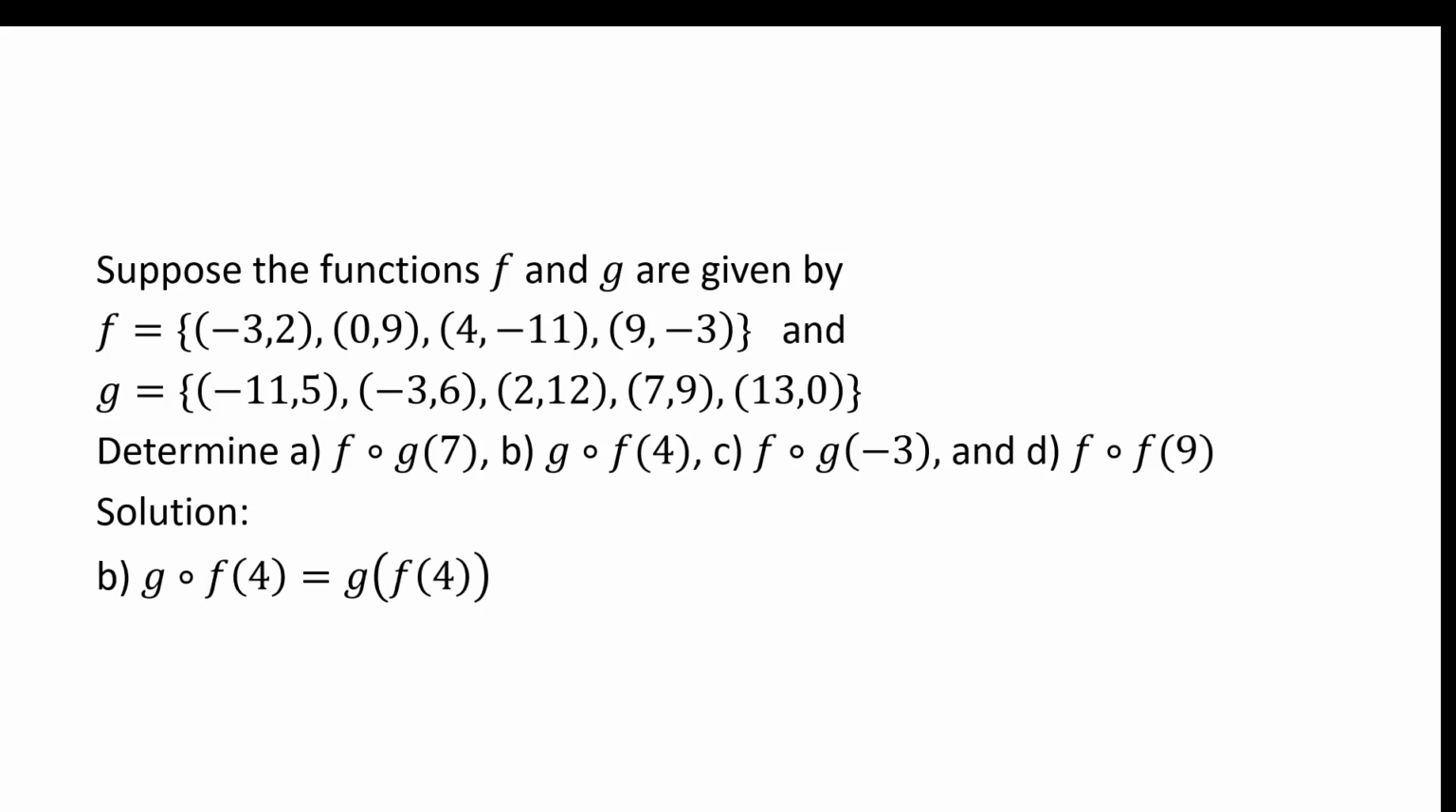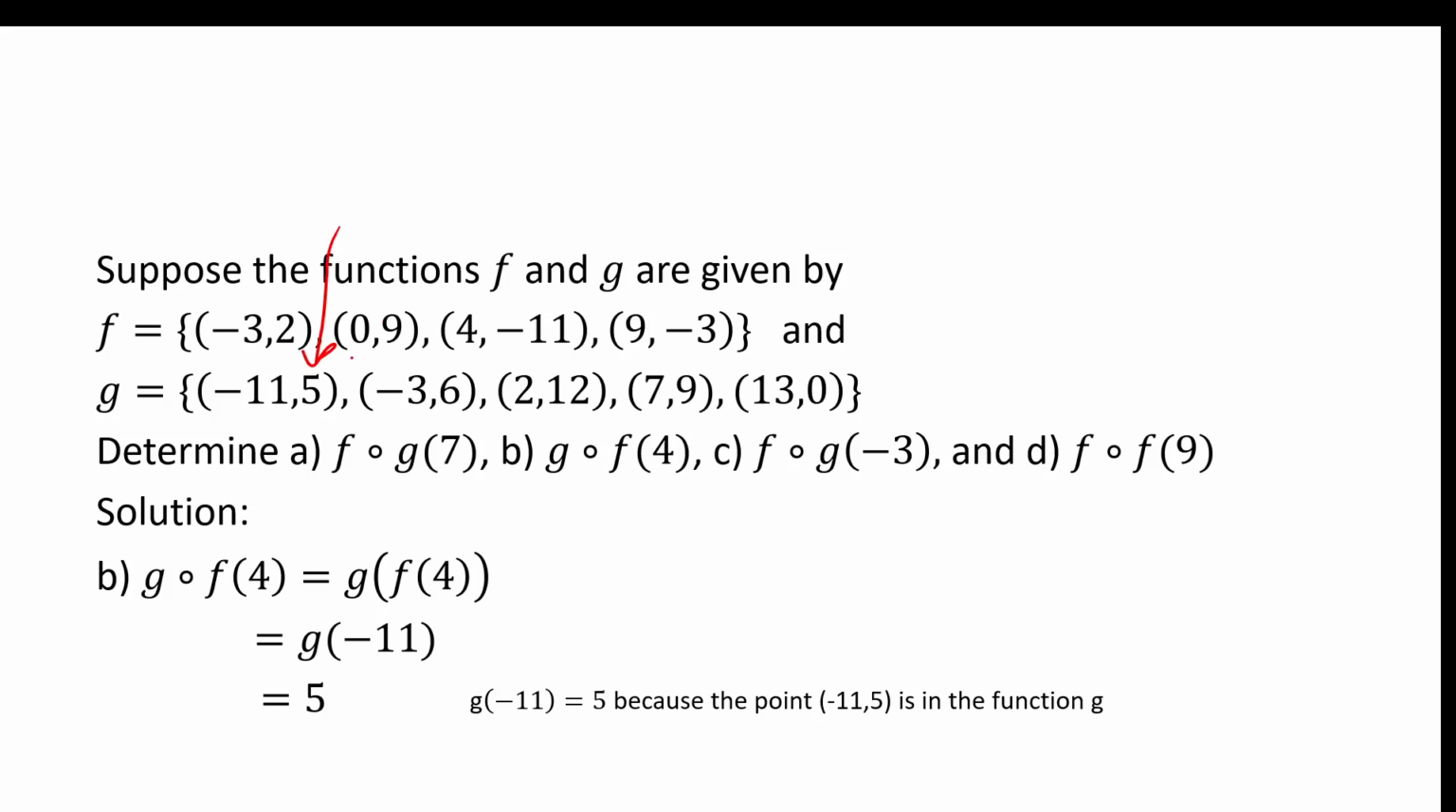G of f of 4. Okay, so g of f of 4 means g of f at 4. F at 4 is negative 11. So we can say g at negative 11. G at negative 11 is 5, because in the function g, when x is negative 11, y is 5.